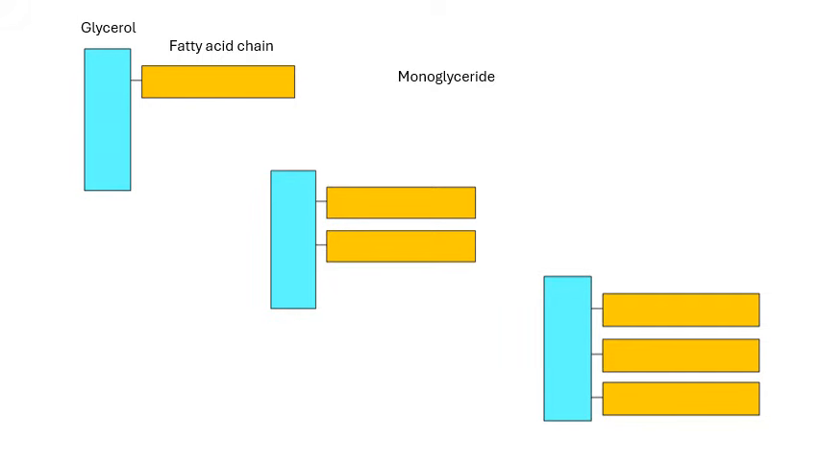I've done these diagrams here. If you are asked to draw the structure, then some diagram like this would be suitable, where you've got your glycerol and you've got your fatty acid chain. And the first one is a monoglyceride, and then a diglyceride, and then a triglyceride. Okay, so the glycerol bit and the fatty acid bit joining up together.